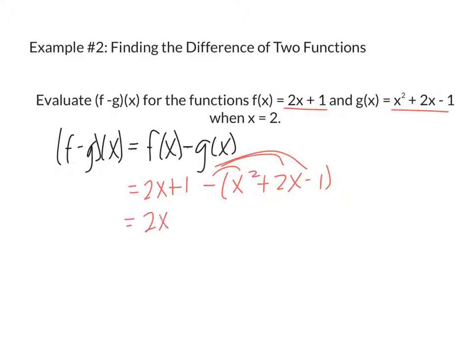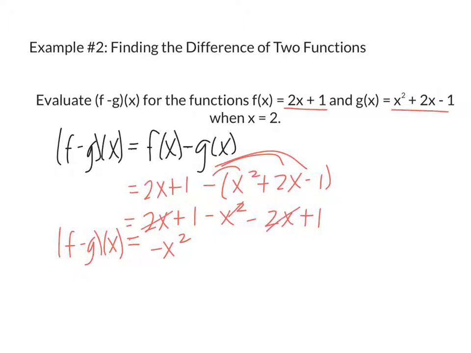So it gives you 2x plus 1 minus x squared minus 2x and then plus 1. So that will then leave us with f minus g of x equal to, and let's focus on the like terms. That gives you negative x squared. That's the first one. Then we have the x's. So 2x and negative 2x will cancel. And then we have two positive ones. That makes that plus 2. So f minus g of x equals negative x squared plus 2.